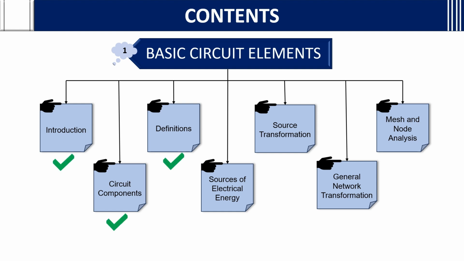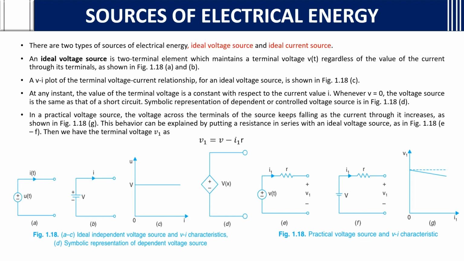Now we are done with what all? Introduction, circuit components and definitions. Now we are going to sources of electrical energy. There are two types of sources of electrical energy. What are those sources? Active sources, which, as we have studied, give energy to other elements: the ideal voltage source and the ideal current source.